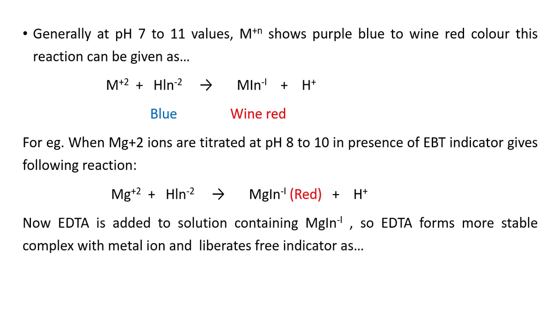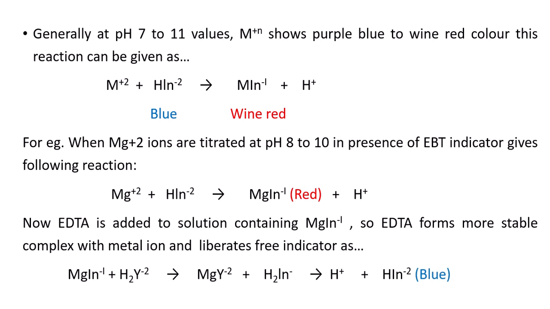Now adding EDTA to this solution, EDTA will react with the magnesium indicator complex. So EDTA, H2Y-2, gives the formation of the magnesium EDTA complex releasing HIn-2. This is actually ionized as H+ plus In-2. So the blue color you get is because of the color of the EBT in its HIn-2 form, and the metal complex, the magnesium EDTA complex, is colorless.